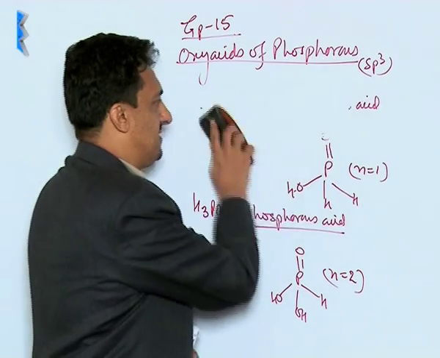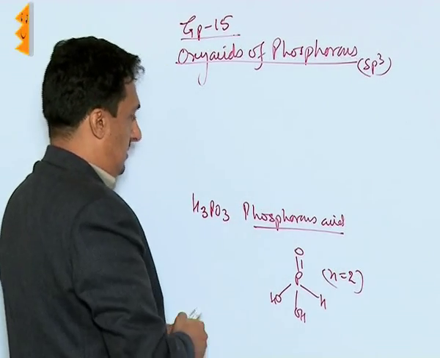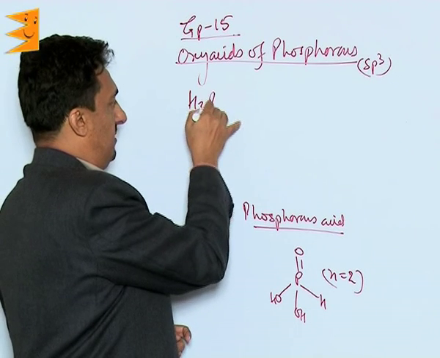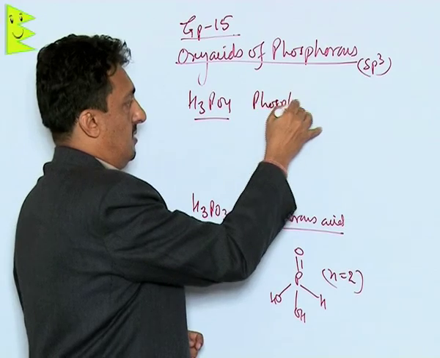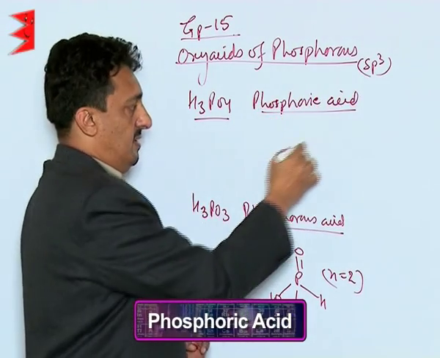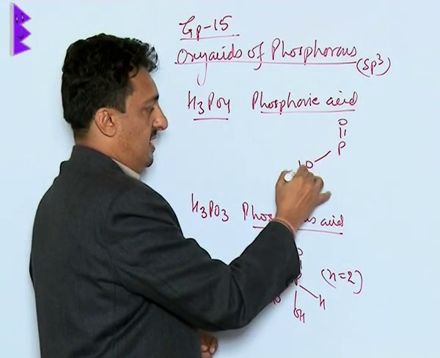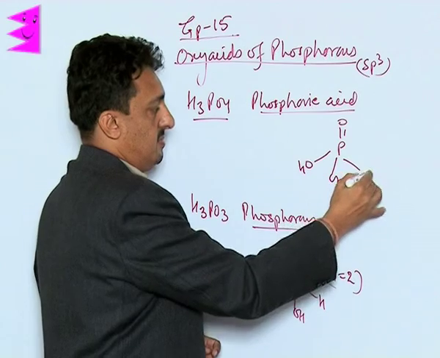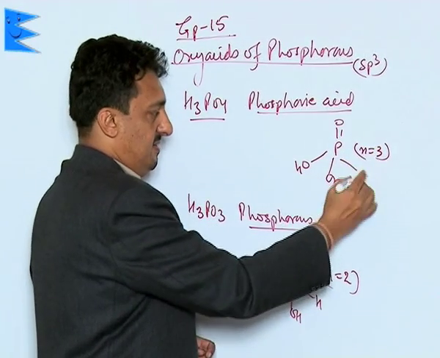Third acid in this category is H3PO4. It's called phosphoric acid. In this case, of course, after forming a double bonded oxygen, there are 3 OH groups. So the N factor or basicity of this acid is 3.